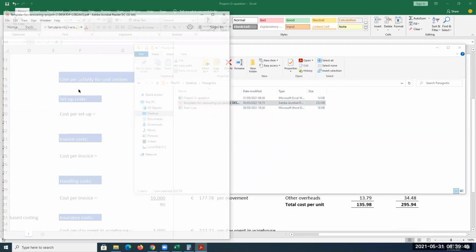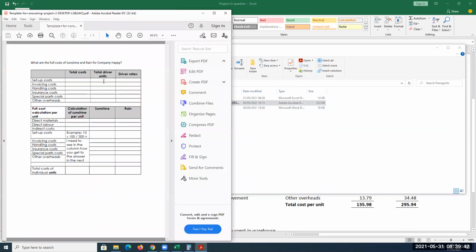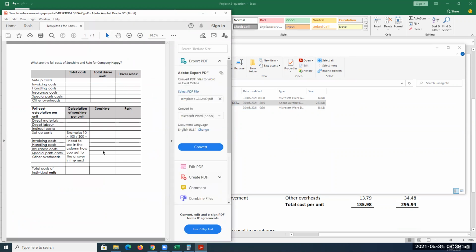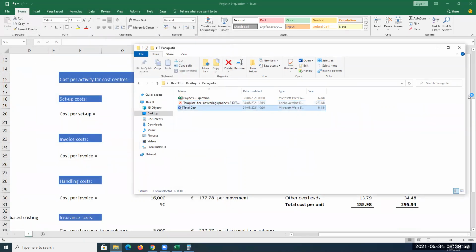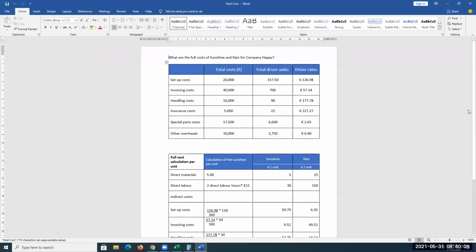Okay, so we need to write down the total cost here and the total driver units and the driver rates and the per unit calculations. So I have already completed that one for you. So this is the cost. Okay, I can explain it to you.